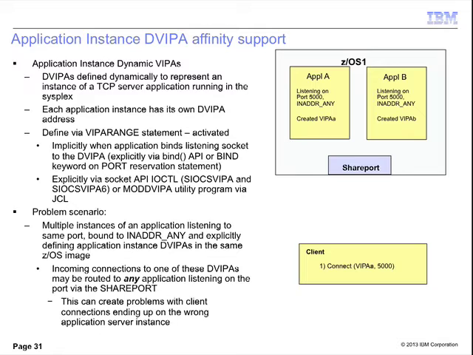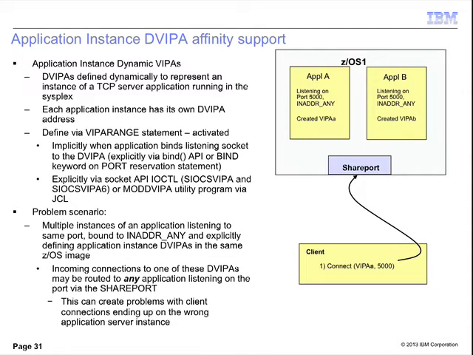So the problem here can be, what if you have these applications binding to INADDR_ANY, and somebody wants to contact them. If you look at this picture, I have two applications, A and B. Both are listening on port 5000, but they're bound to INADDR_ANY, and that's the important thing here. By being bound to INADDR_ANY, that means that they'll accept connections destined for any IP address. So they're listening on port 5000. So we have a client here in the network. He says, I want to connect to VIPA A, and I want to be connecting on port 5000.